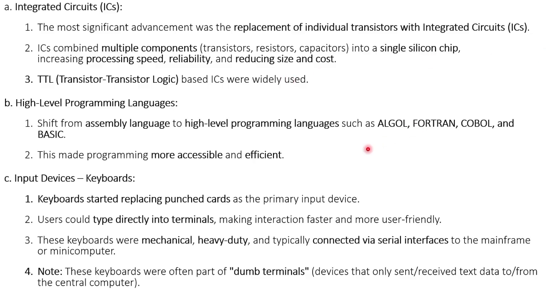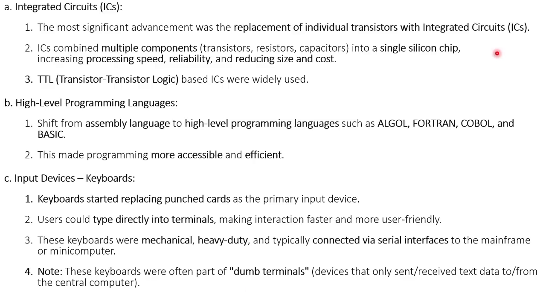The third advancement is that we start using keyboards. Rather than using punch cards as the input mechanism, we start using keyboards. Now keyboards are used as a primary input device. Users could type directly into terminals, making interactions faster and more user-friendly. These keyboards were mechanical, heavy-duty, and typically connected via serial interfaces to the mainframe or minicomputer. These keyboards were often part of dumb terminals, devices that only sent or received text data to or from the central computer.